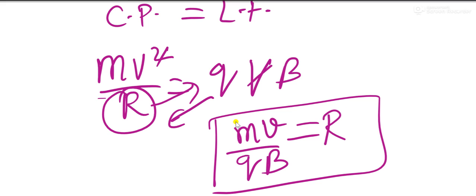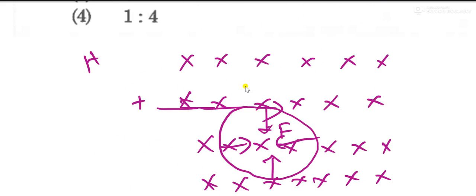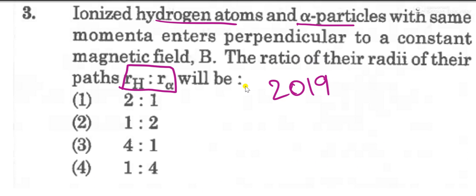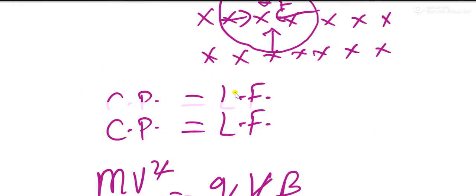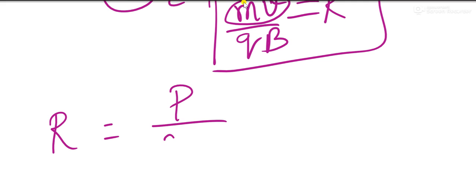Again, you should listen to the question. Except for the charge, everything is the same. Except for the charge, they are moving with the same momentum. So you should relate with the momentum also. Momentum is equal to mass into velocity, so r is equal to momentum divided by charge into magnetic field. So I got it like this.